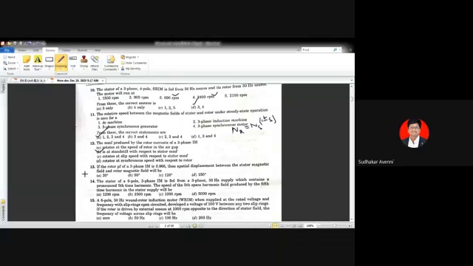So next, the third one. If the rotor power factor of a 3-phase induction motor is 0.866, then the spatial displacement between the stator magnetic field and rotor magnetic field will be?